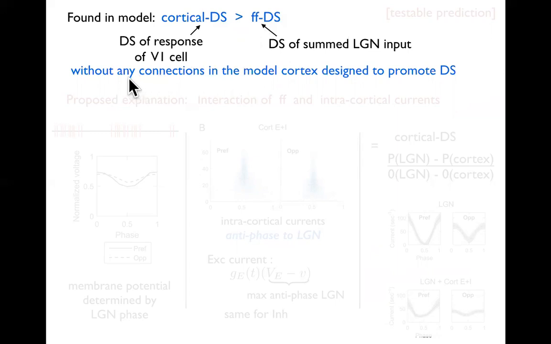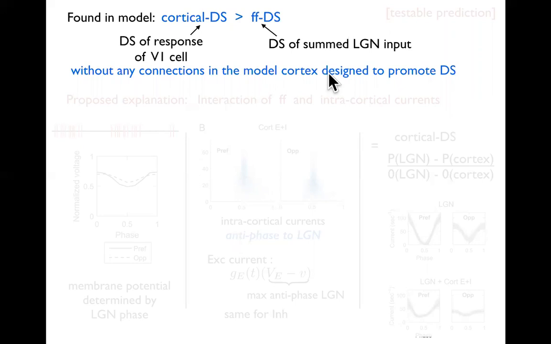And I want to stress that in the model, there are no connections in the model cortex designed to promote DS. In many models in the literature, people have assumed for some reason or other that cells that prefer the same direction are influenced by special connections designed to promote that.